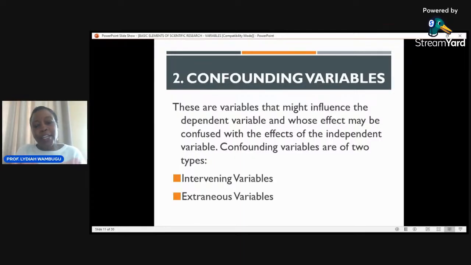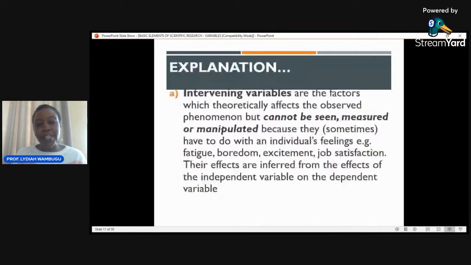So these are variables that influence the dependent variable, and their influence may be confused with that of the IV. Just like I have said, this man has started gaining weight. He looks very good. Is it because he eats at home or because somebody else is cooking for him? So who makes this dependent variable change? There are two types of confounding variables: intervening and extraneous. I will start with intervening.